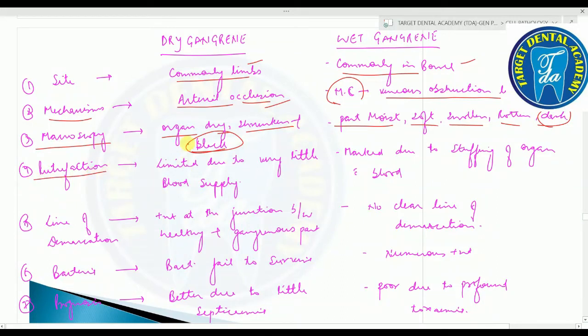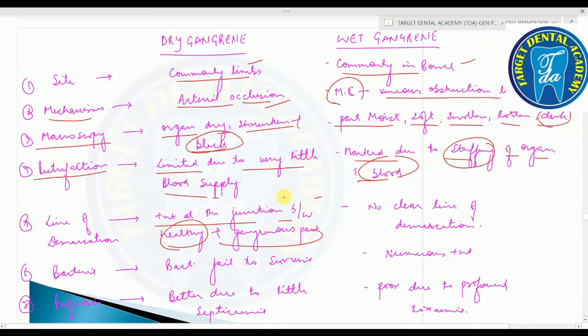The putrefaction in the dry gangrene is limited due to the very little blood supply, while in the wet gangrene it is marked due to the stuffing of the organ with blood. In the dry gangrene, the line of demarcation is present at the junction between the healthy and the gangrenous part. This is the line of demarcation. While in the wet gangrene, there is no clear line of demarcation.